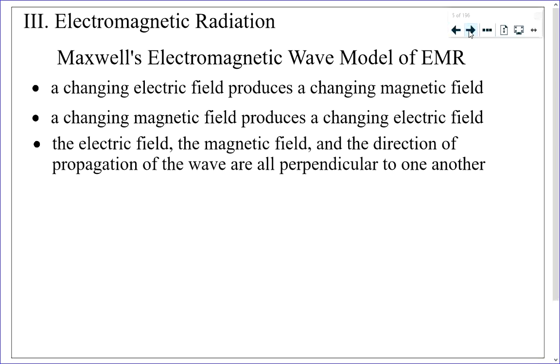If you have a changing electric field that produces a changing magnetic field, but a changing magnetic field will automatically produce a changing electric field, then this is a series of events that keep feeding off of each other. And together, these electric fields and magnetic fields that are being created are what Maxwell calls an electromagnetic wave. And in an electromagnetic wave, the electric field, the magnetic field, and the direction of what we call propagation, but that just means the direction that the wave is moving, are all perpendicular to one another.